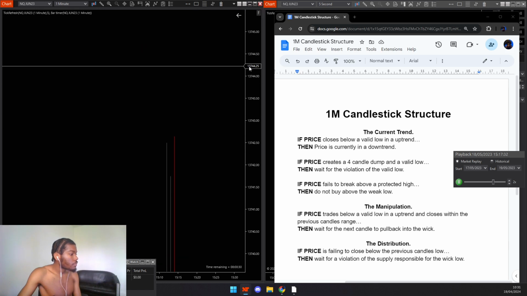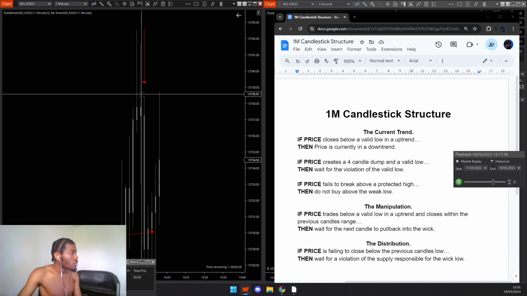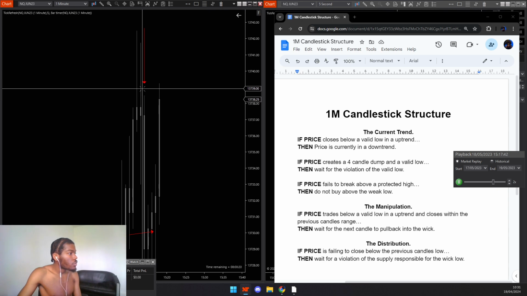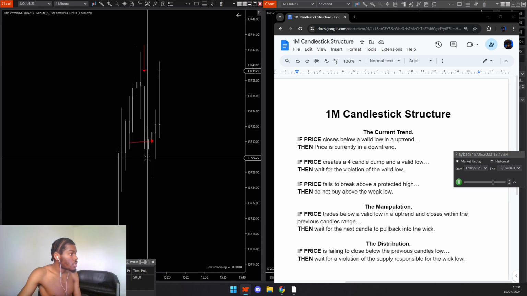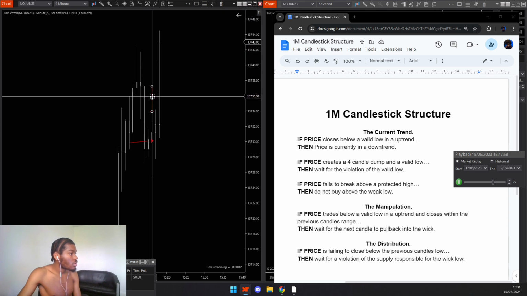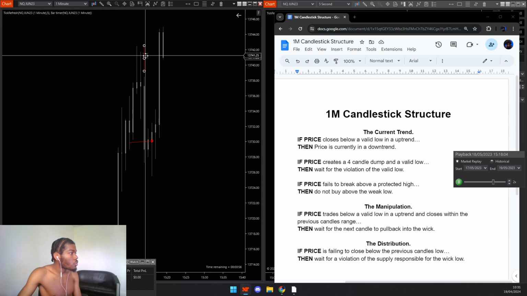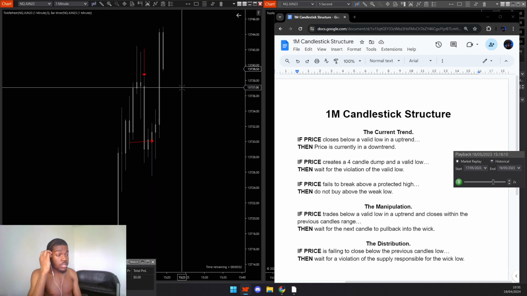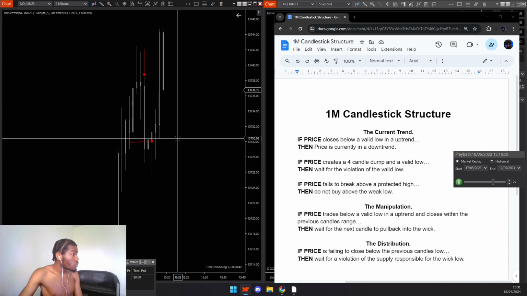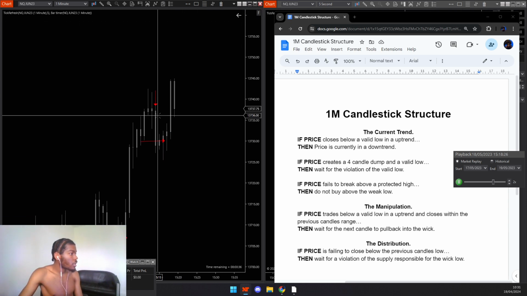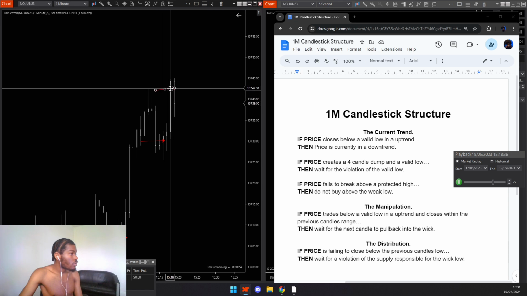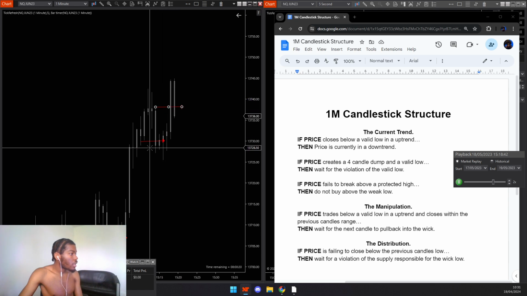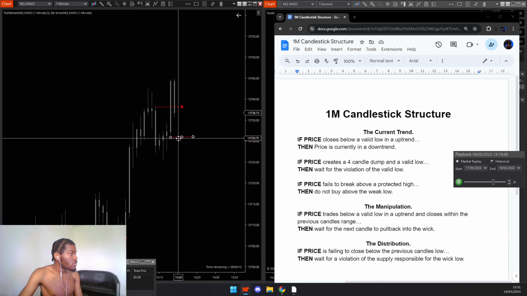I think we just got, yep, so we just took out a valid high. Now I want to see it close within this candle's range, because this price action here, here, and here was all within this previous candle's range. Now price didn't show me that as I was explaining this, and that's cool. But what do we now know? We now know that the high that put in a low got violated, and now we are in an uptrend.